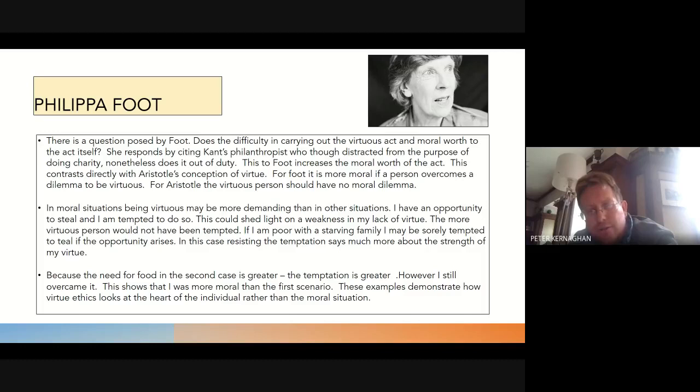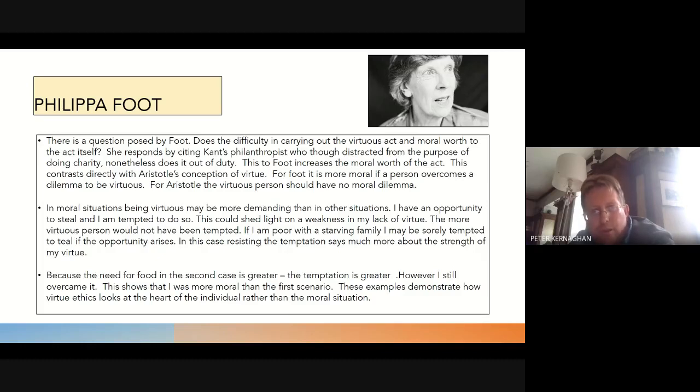She just thinks it's intuitively true that it's more moral to do the right thing when it's against what we feel is easy, or when it requires sacrifice. So in that second point, in moral situations, being virtuous may be more demanding than in other situations. To have the opportunity to steal, and be tempted to do so, might show a weakness in your general lack of virtue habituation.